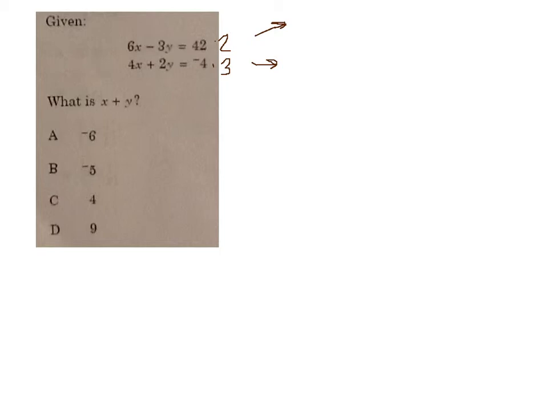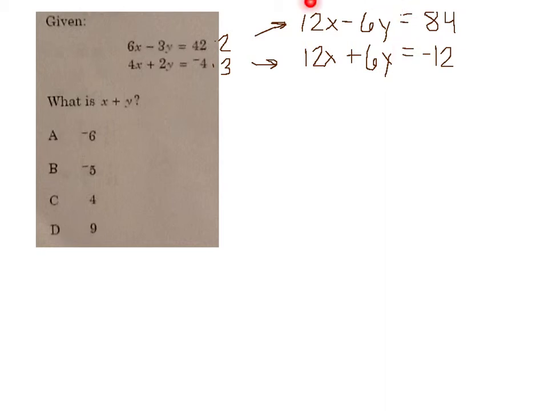It's very important. So I'll end up with 12x minus 6y equals 84. Then in my other equation, I'll end up with 12x plus 6y equals negative 12. Now, don't be fooled, because here we have the same number and here we have the same number. It's going to end up like that.